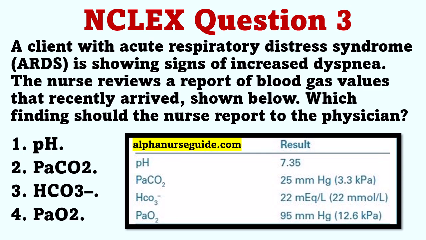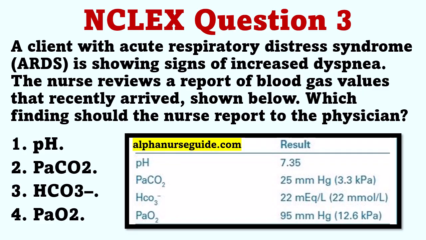The normal range for PaCO2 is 35 to 45. Thus, this client's PaCO2 level is low. The client is experiencing respiratory alkalosis due to hyperventilation. The nurse should report this finding to the physician because it requires intervention. The increase in ventilation decreases the PaCO2 level, which leads to decreased carbonic acid and alkalosis.